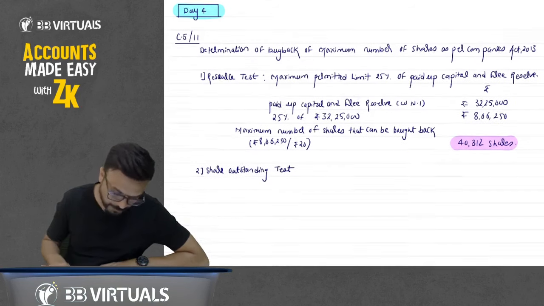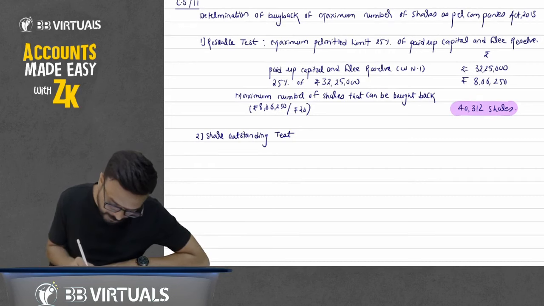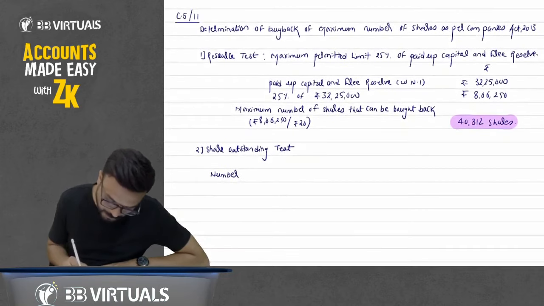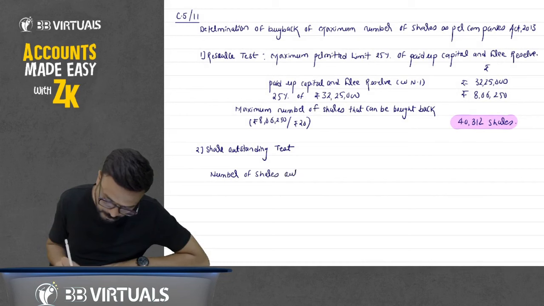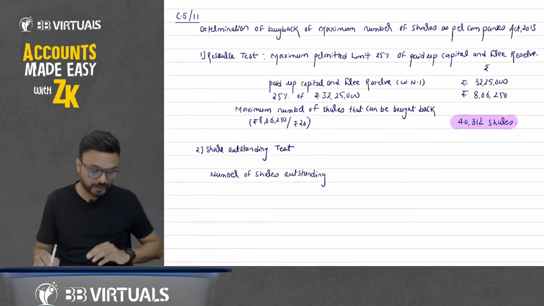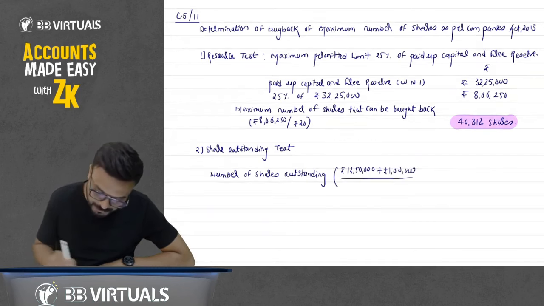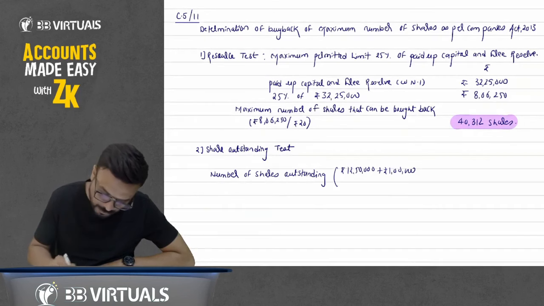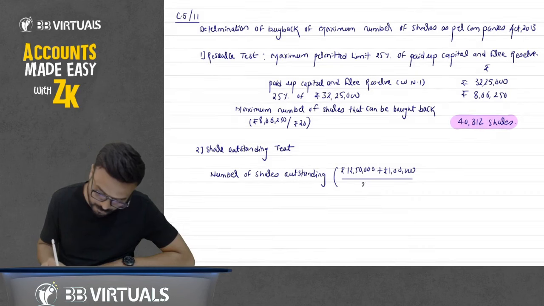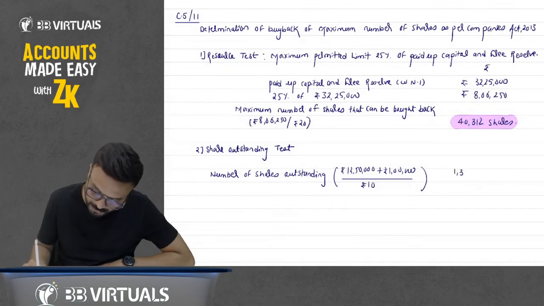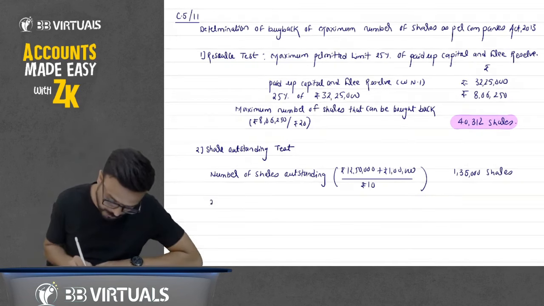Now second test here, share outstanding test. Okay, second test. Now number of shares outstanding. First, we have to calculate the number of shares outstanding. So, total amount of share capital is 12,50,000 plus 1 lakh of bonus shares. And one share is of rupees how much? One share is of rupees 10. So, divided by 10. So, 13,50,000 divided by 10. So, total number of shares outstanding is 1,35,000 shares. Maximum permitted 25%.